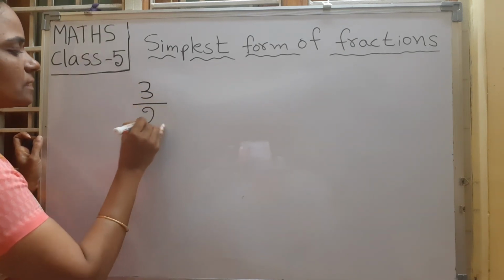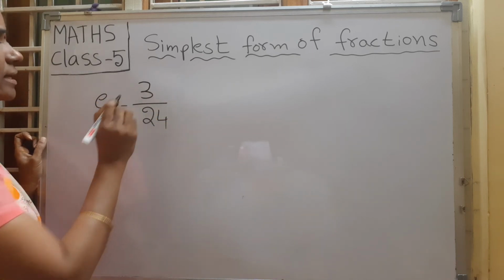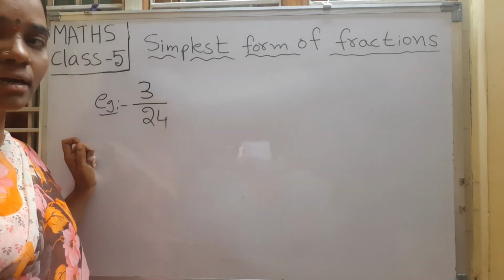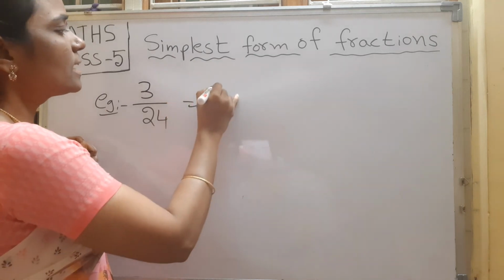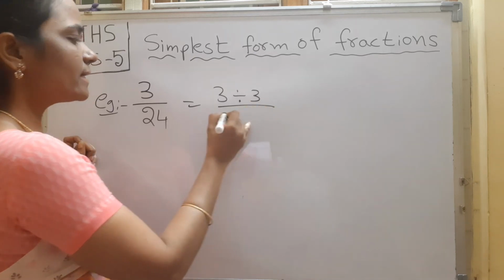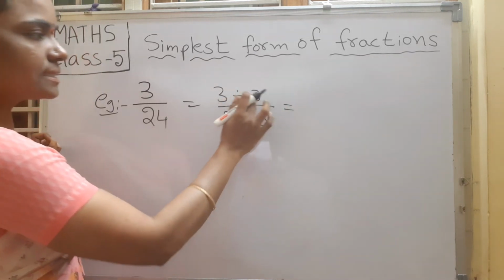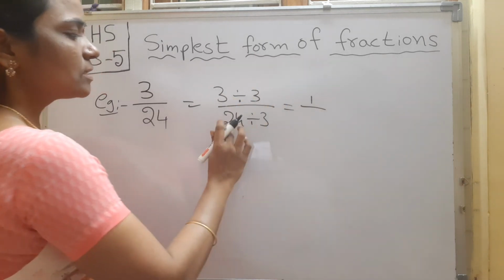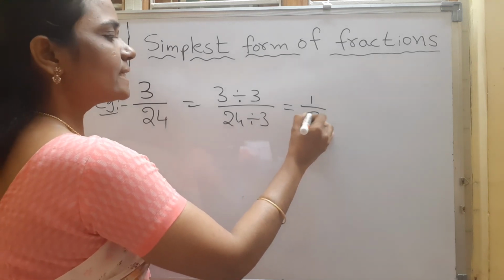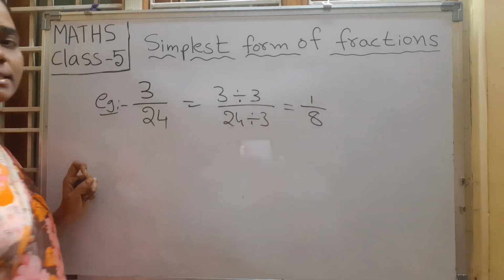3 by 24. What is the simplest form of 3 by 24? So here 3 and 24 commonly are divisible by 3. So both numbers are divided by 3. So 3 divided by 3, 24 divided by 3 I am taking. 3 divided by 3 means 1. 24 divided by 3 means 3 table. When do you get 24? 3 8s are 24. So the simplest form of 3 by 24 is 1 by 8.